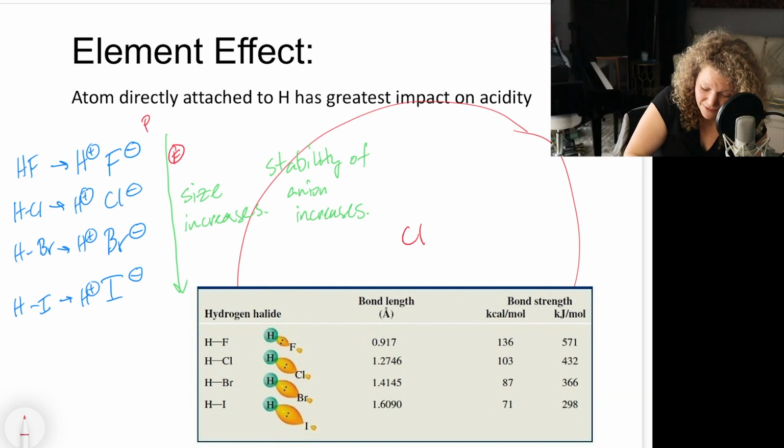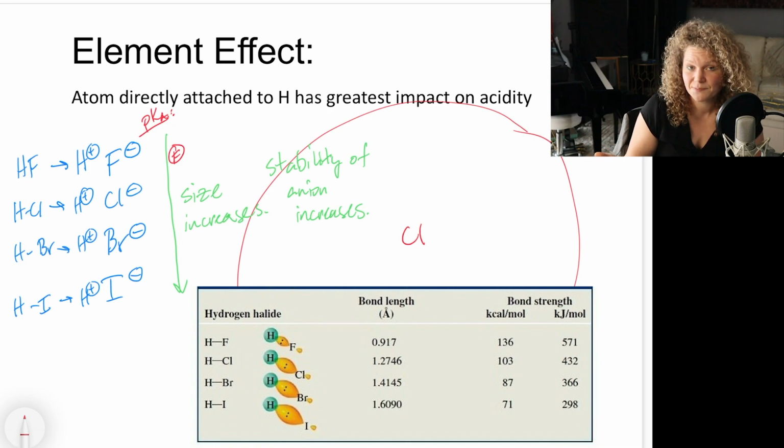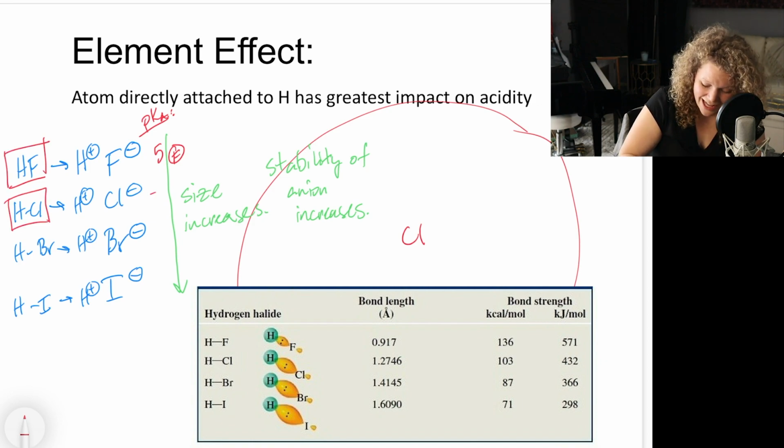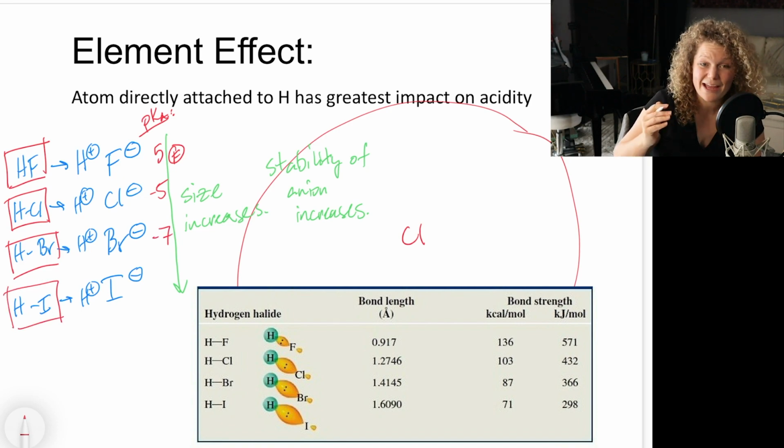Because of this, we can fill in and understand the pKa's for these different acids. The pKa of HF is 5. The pKa of HCl is -5. The pKa of HBr is around -7, and the pKa of HI is around -9.